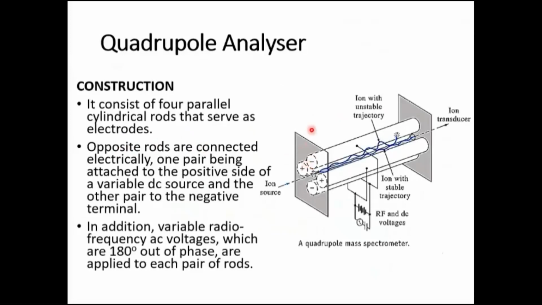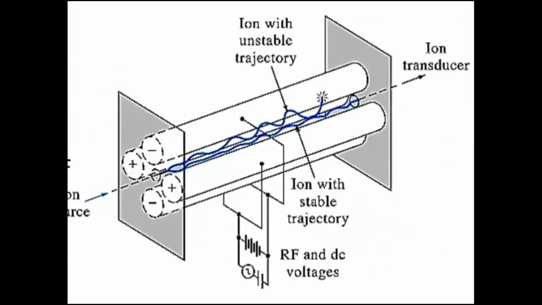Let us see its construction. I want you to focus on the diagram first. You can see there are four rods. They are placed opposite to each other. Two of the rods are attached to the negative terminal of the battery. You can see the negative terminal of the battery over here, and two of the rods which are oppositely placed are attached to the positive terminal of the battery.